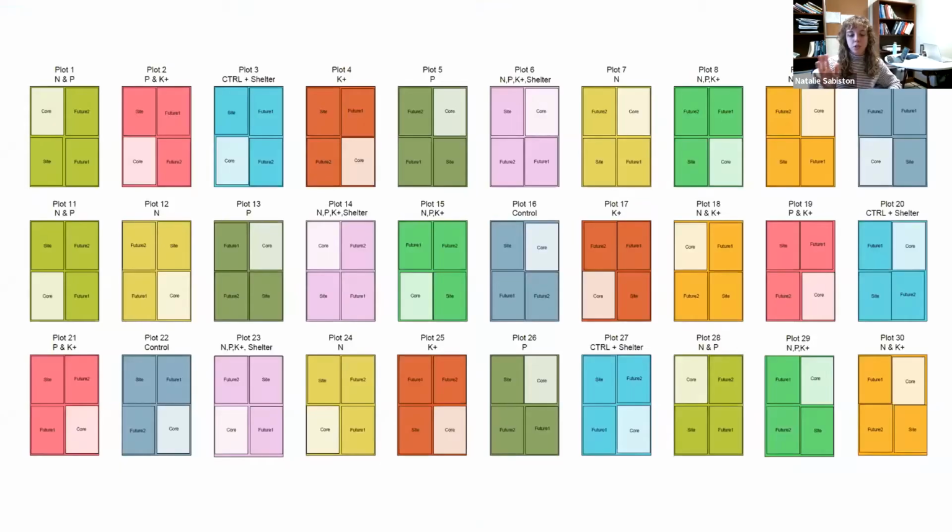So this next picture will show all of the plots that exist within this established experiment. In this picture, there are 30 5-meter by 5-meter plots. There are 3 control plots and 3 droughted plots. Plots that receive nitrogen or phosphorus or potassium or different combinations of those 3 nutrients. And then there are 3 replicates of each.